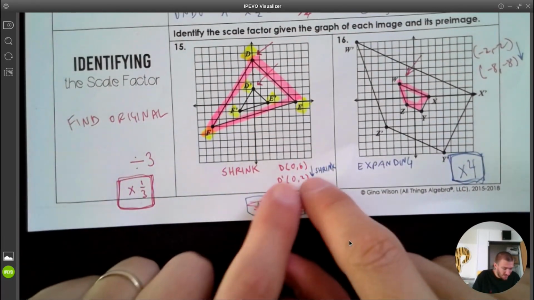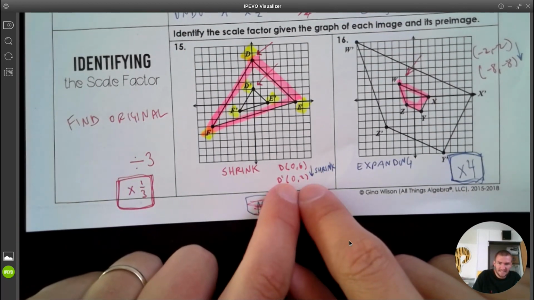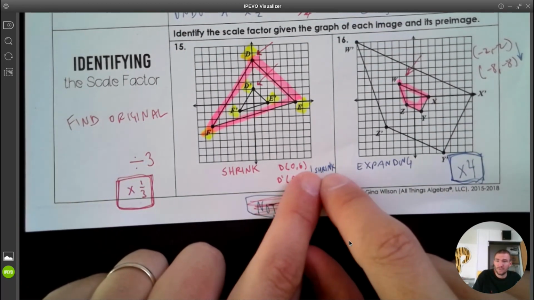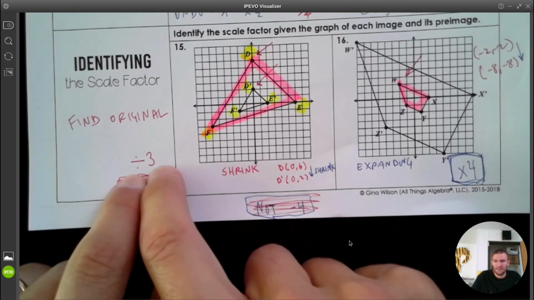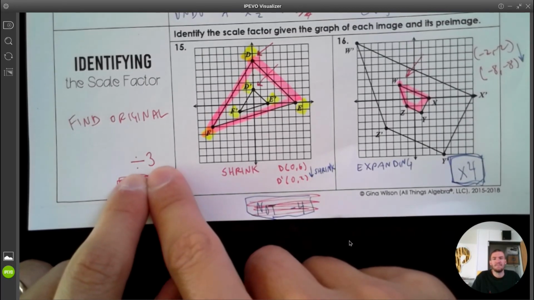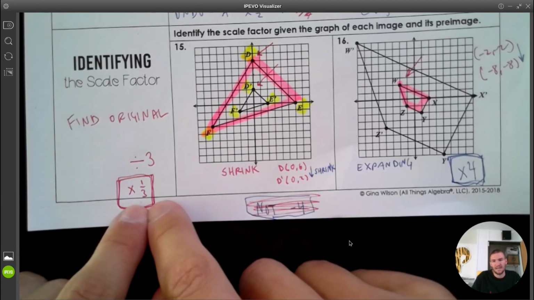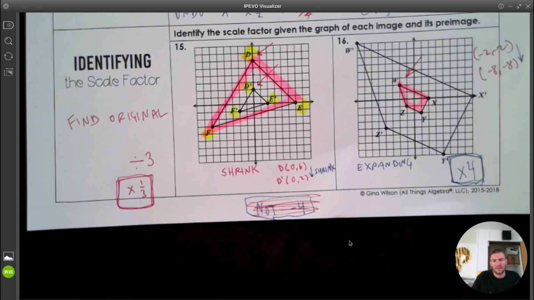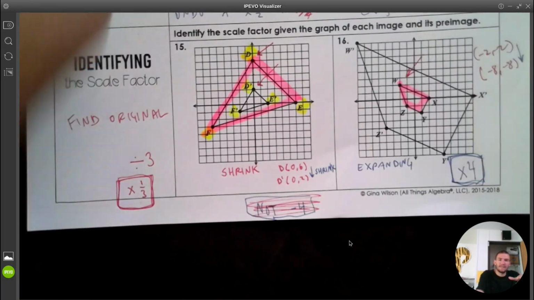Find the original here. I look at 6 and I see 2. I need to do a shrink and I need to divide by 3. But we like it to be written as the multiply number, which is times 1 with the 3 on the bottom.